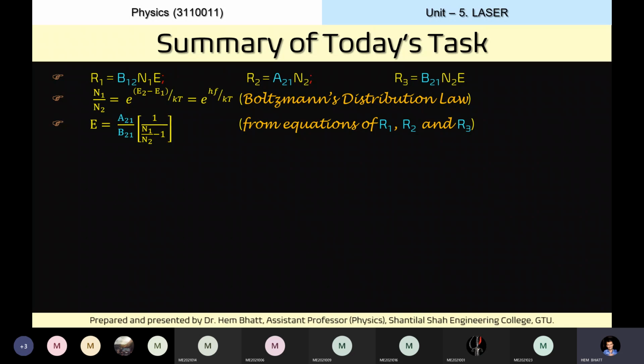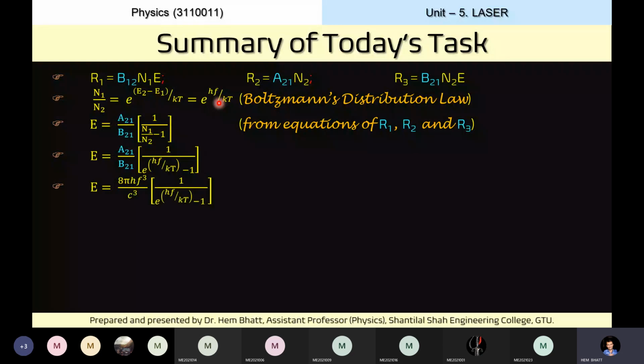આ equation ક્યાંથી આવ્યું હતું? આ equation કેવી રીતે આવ્યું હતું? We took R1 is equal to R2 plus R3. If you take and simplify it for E, you will get this equation. અને આમાં પછી Boltzmann distribution law use કરો. Instead of n1 by n2, if you substitute this value hf by kt, you will get next equation. It is this, and then you have Planck's hypothesis.